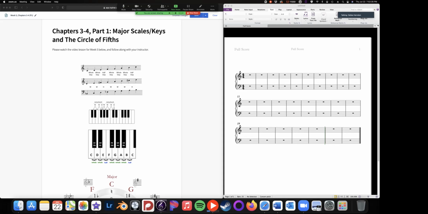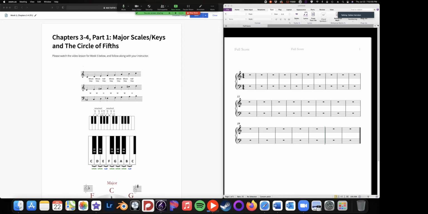As I mentioned, the main topic in chapters 3 to 4 is the major scales and major keys, as well as a very important tool that is often used to become familiar with the major scales and keys, called the circle of fifths, which we'll be looking at in just a little while.